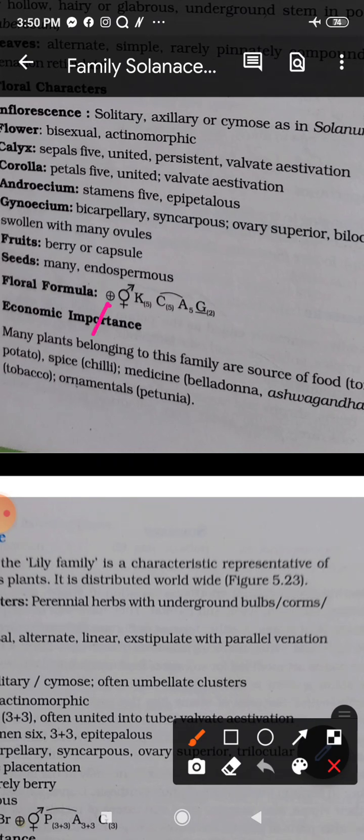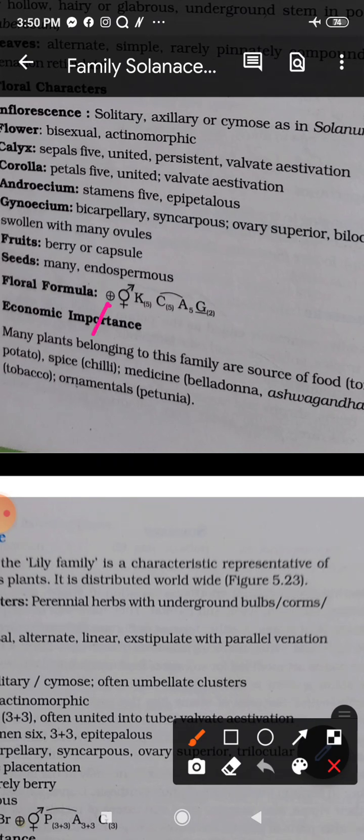Let's quickly see what is the economic importance of this family. Many plants belonging to this family are a source of food. We eat tomatoes, we eat brinjal, we eat potatoes, we add chili to our food to make it spicy, right? So they are the source of food. Then some of them are used as medicine, like belladonna, ashwagandha, right? Some have fumigatory properties like tobacco, and some are ornamentals like petunia. Petunia is an ornamental flower. Ornamental means to add to the beauty.